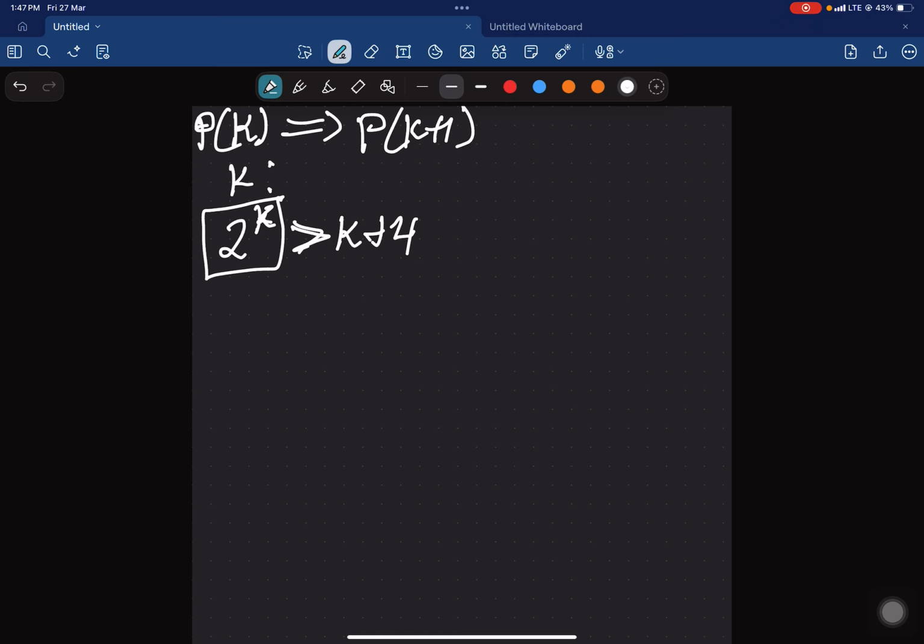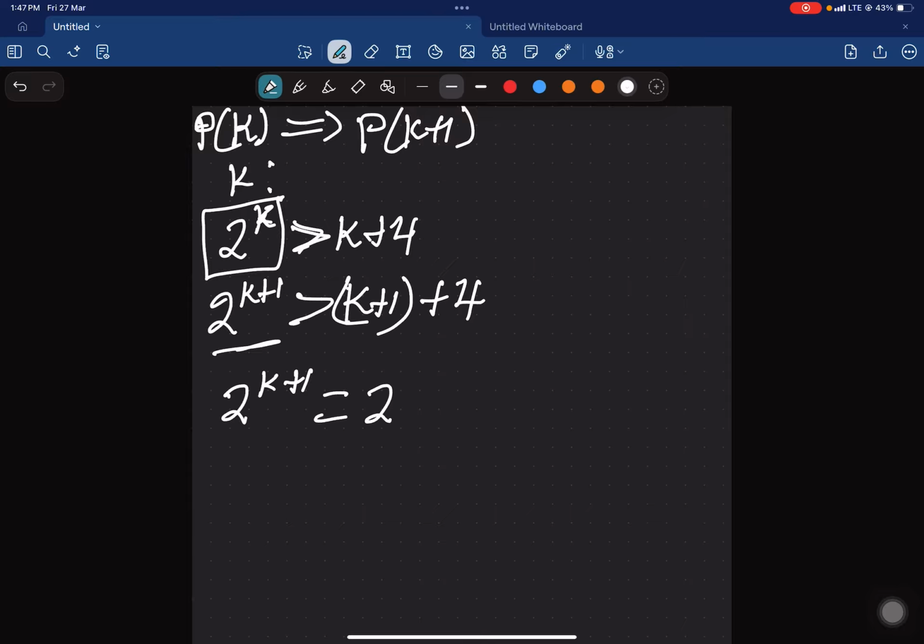So now this is the first statement. Now let's try to verify it for 2 to the power k+1, which should also be greater than k+1+4. Now this is what we are going to work with. Now let's check this side. So 2 to the power k+1 is equal to 2 to the power 1 multiplying 2 to the power k. Now let's do some kind of manipulation over here.